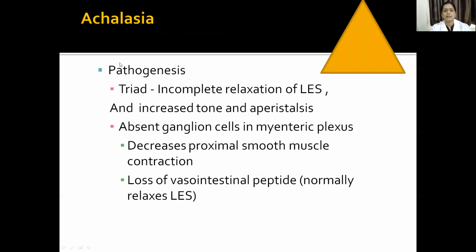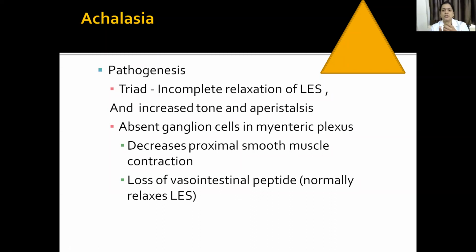So what is achalasia? For achalasia, you have to remember a triad: incomplete relaxation of the lower esophageal sphincter, increased tone of the lower esophageal sphincter, and aperistalsis. So for the food to go inside, there should be a little pressure difference created between the stomach and the esophagus. That is done by the lower esophageal sphincter.